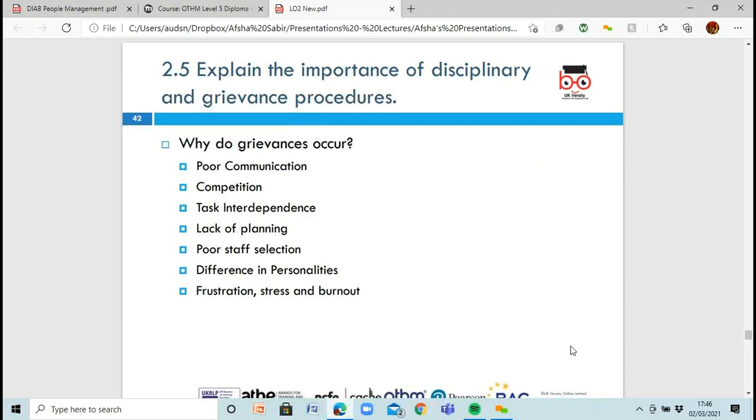So when we think about grievances, these normally occur because of the following reasons: poor communication, unhealthy competition, task interdependence. So if we're both working together, we've both been set a task that we need to do. You'll come in on time every single day. You'll do your task. You'll get on with it. I'll roll up about an hour and a half late or 30 minutes late. I'll sit down and spend another 30 minutes just relaxing and faffing about, turning my computer on.